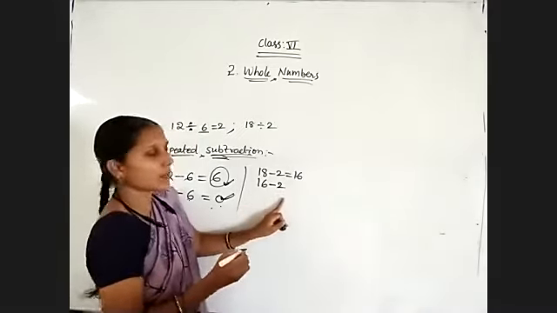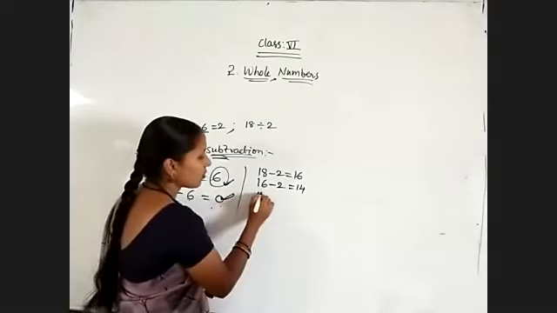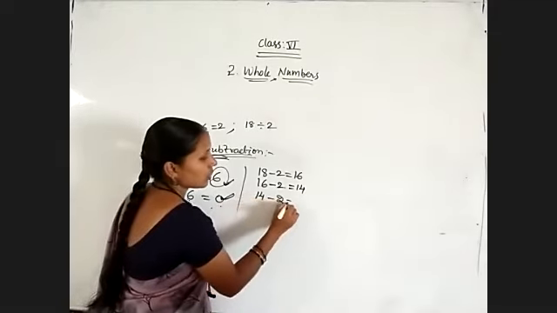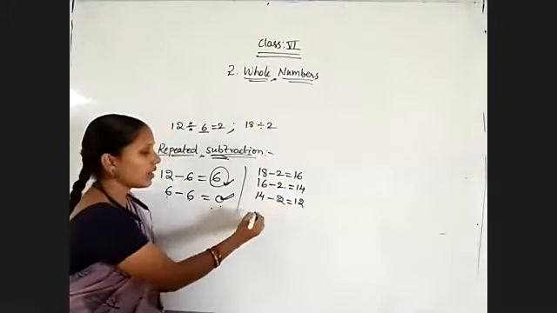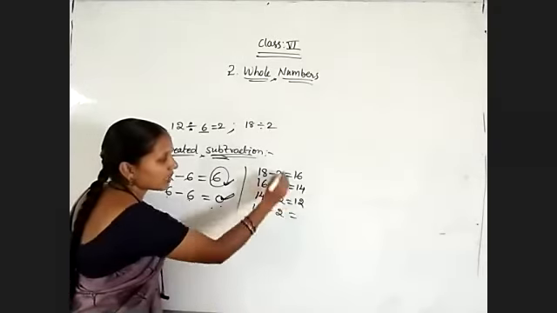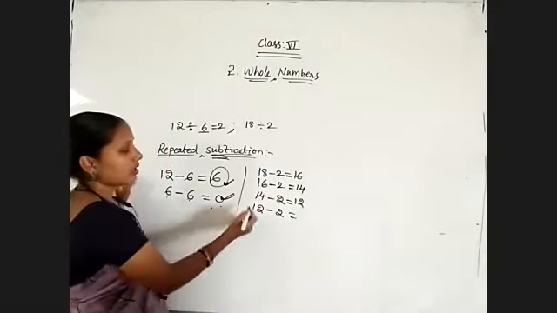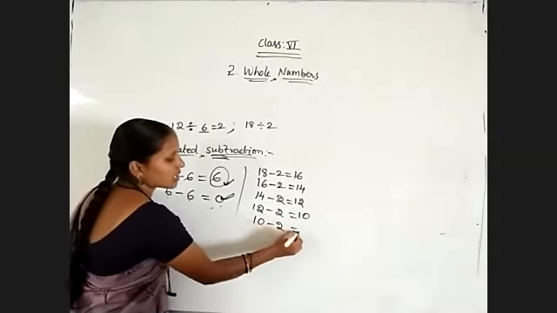Same number we need to subtract. 16 minus 2 is equal to 14. Again 14 minus 2 is equal to 12. Okay, again what did we get? 12 minus 2, same number. Repeatedly we are subtracting. 12 minus 2 is 10. 10 minus 2 is equal to 8.